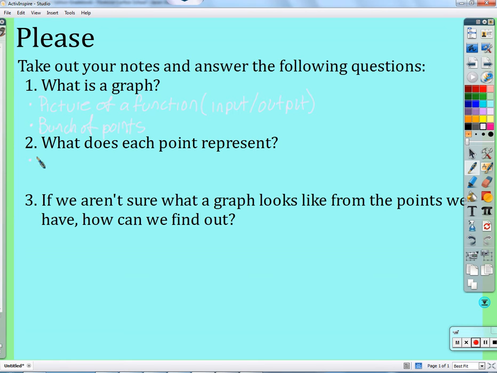It represents a particular input, output. Can't get much better than that. That's exactly what that represents. Put this in and get this out. Put in this x, get out this y. And it doesn't have to be x and y. It could be m and n, q and z, whatever you choose, right? But usually it's x and y.